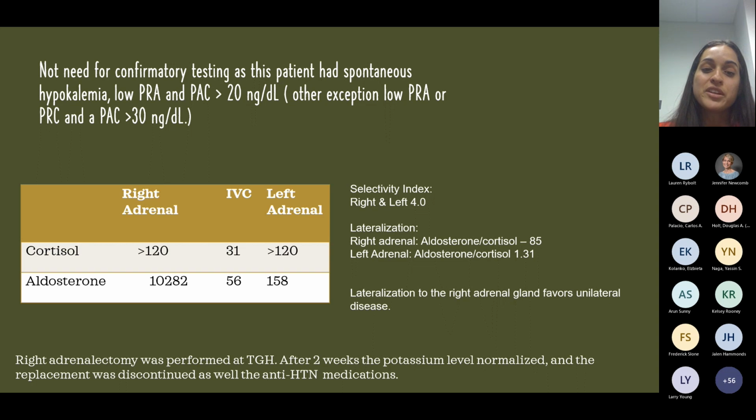And then we confirmed that there was a lateralization to the right adrenal gland, and this favored unilateral disease. So this patient had a right adrenalectomy performed at PGH. After 2 weeks, the potassium level normalized and the potassium replacement was discontinued, as well as all the antihypertensive medications that she was taking. She was taking around 4 antihypertensive medications.